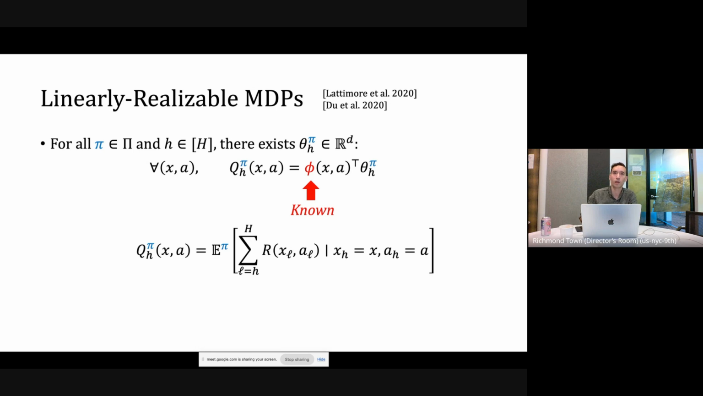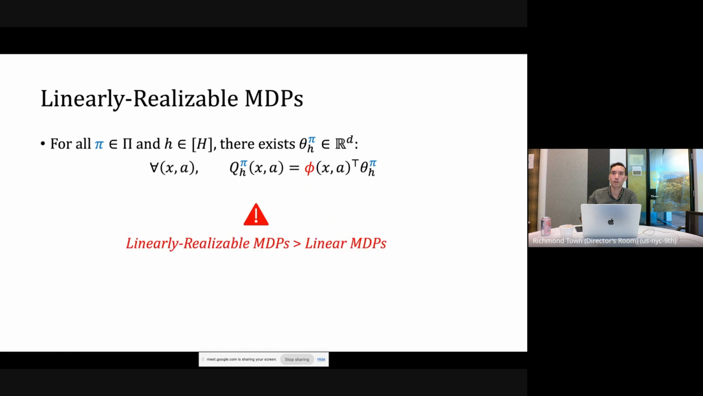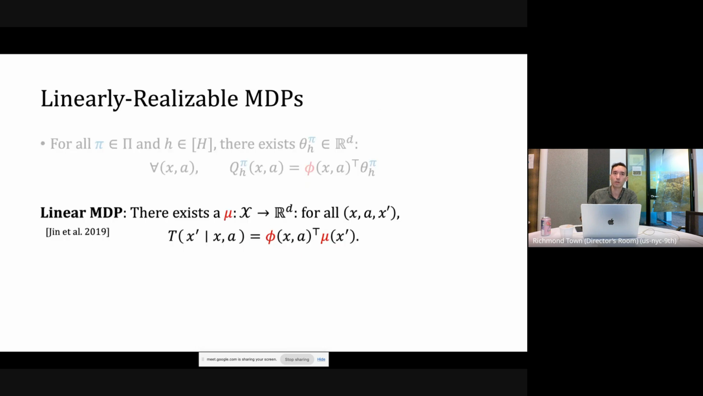This assumption is simple, but it is still much more general than linear MDPs. Linear MDP, I'm sure you're all familiar with it. You assume that the transition operator is linear in some feature map phi, so you have this low rank structure.